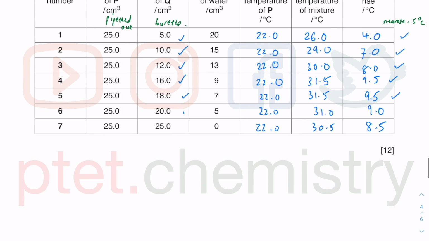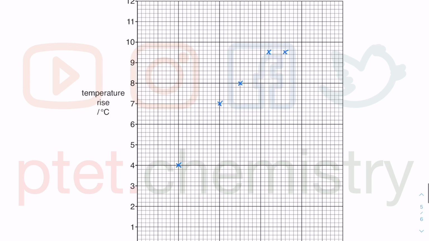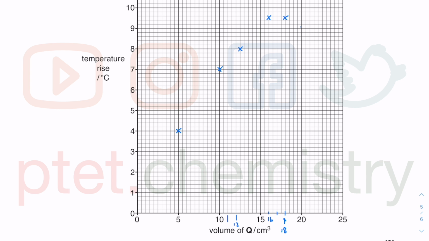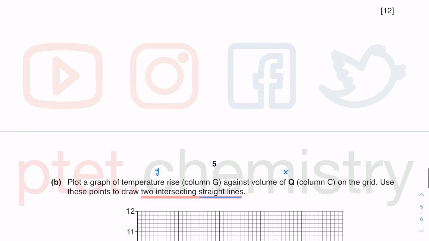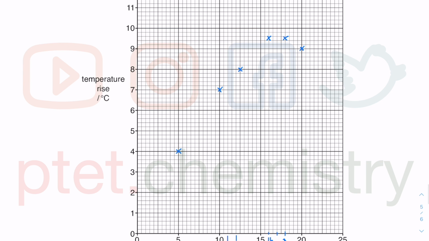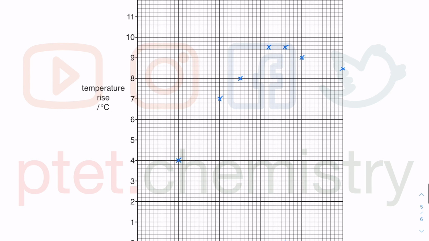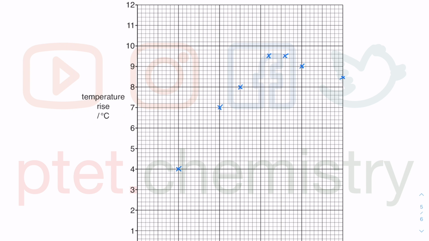And still have two more, 20.0 and 9.0. 20.0 and 9.0 is there. And last but not least, 25.0 and 8.5. 25.0 and 8.5, in between 8 and 9 there. Okay, so these are real experimental data.